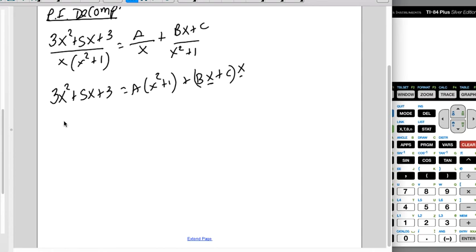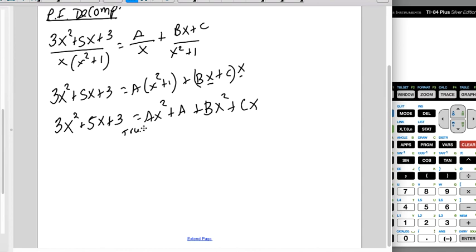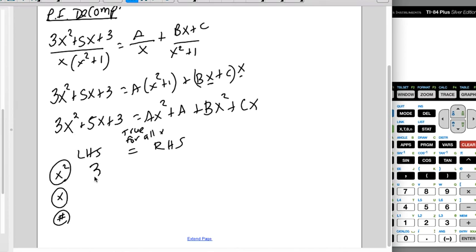So rather than do clever sub, I'm going to suggest that you go ahead and distribute your right-hand side and see what happens. So this is just another way that you can do this. So ax squared plus a plus bx squared plus cx. So here's a kind of cool trick. Because this has to be true for all x, I can say that the stuff on the left-hand side has to equal the stuff on the right-hand side. Since it's true for all x, all the x squared terms have to be equal, all the x terms have to be equal, and all the numerical terms have to be equal. So on the left-hand side, my x squared is just a 3. On the right-hand side, my x squared is a plus b.